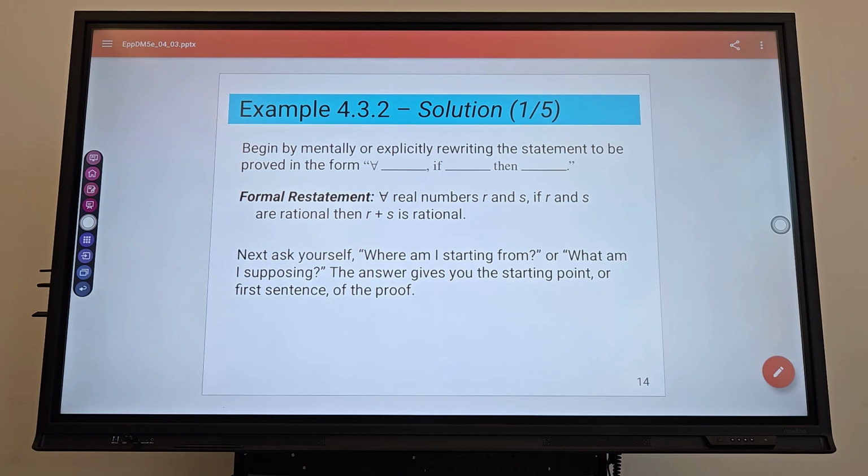Begin by mentally or explicitly writing the statement to be proved in the form of: for all blank, if blank, then blank. Restatement: for all real numbers R and S, if R and S are rational, then R plus S is rational. Now ask yourself, what am I starting from? What am I supposing? That gives you a starting point.